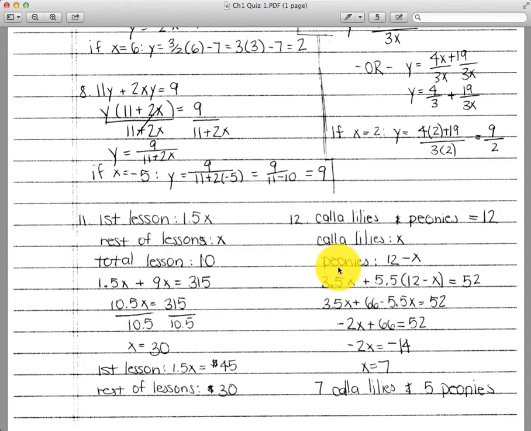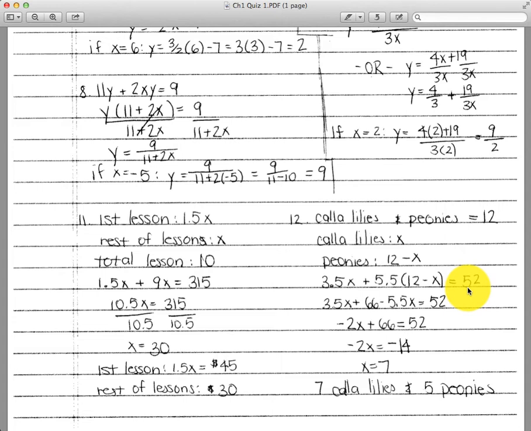This is just like the lemonade and slushy lemonade problem that we did in the PowerPoint. So if the lilies cost $3.50, then $3.50 times x of those lilies, and the peonies cost $5.50, then 5.5 times how many you have, 12 minus x, would be the total cost, which is the $52 that you have. You have $52 to spend. It's asking how many lilies and how many peonies you can buy.